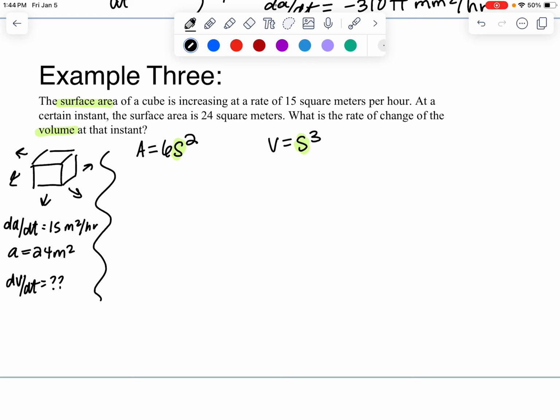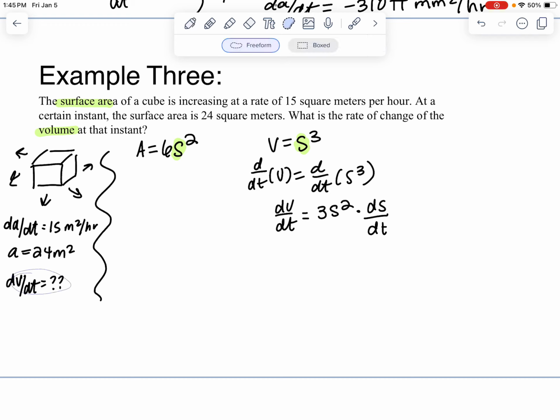So let's take the derivative of both sides of this formula. That equals dV/dt, and then we get 3s squared times ds/dt. If I go over to the information I know, I don't have that. I don't have s, which we could figure out really quickly because we know that the surface area is 24.